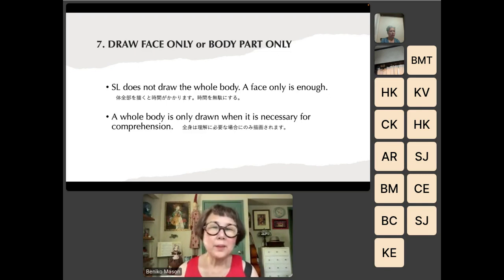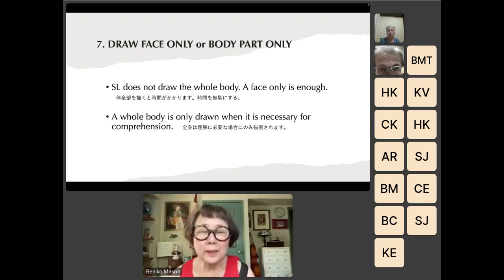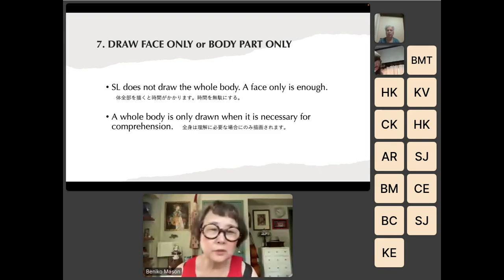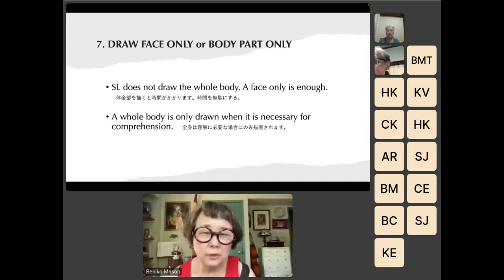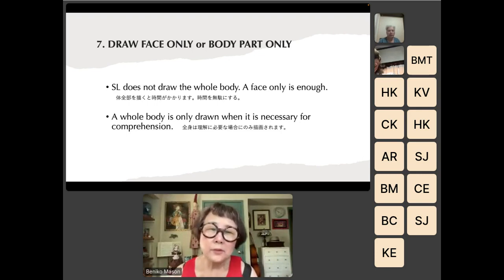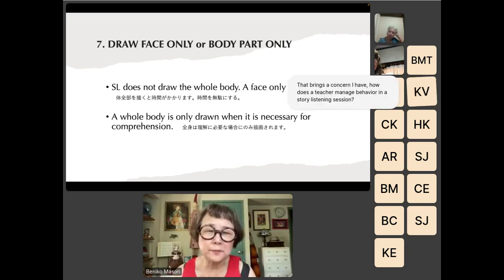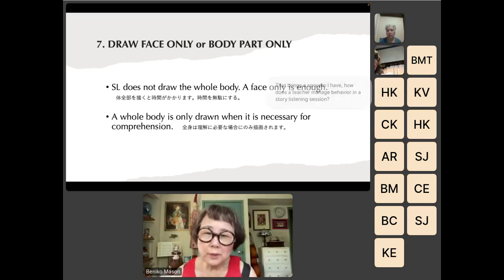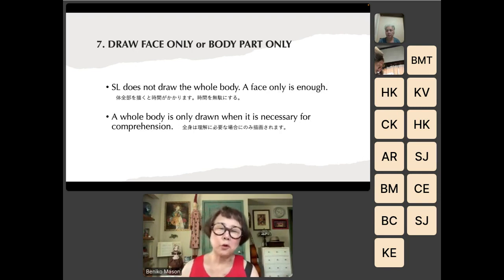Okay, number 7. When we do story listening and when we draw, I've seen teachers draw everything, you know, from the neck and the body and arms and the clothes and the legs and the shoes. And no, it takes too much time. Draw face only or body parts only. Story listening does not draw the whole body. A face only is enough. A whole body is only drawn when it is necessary for comprehension.